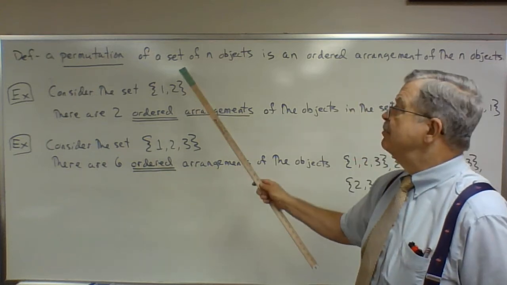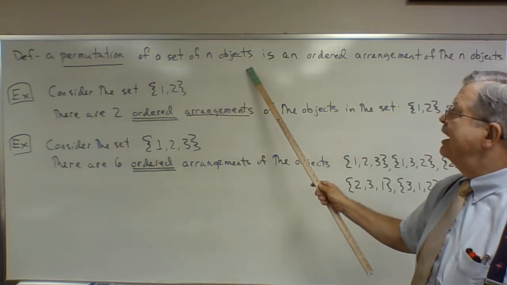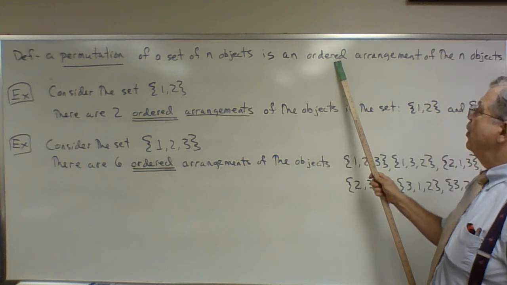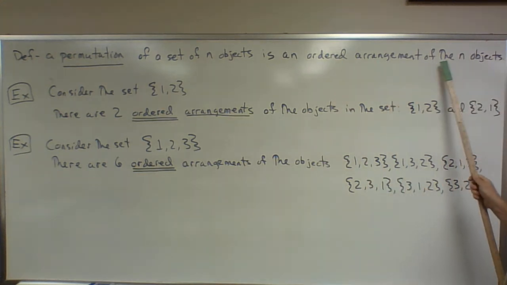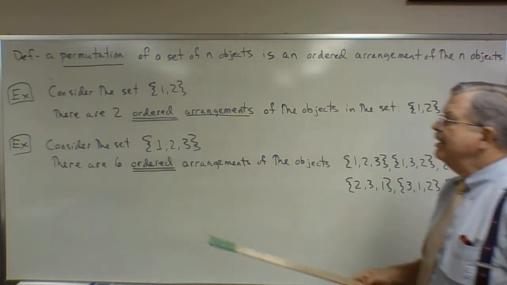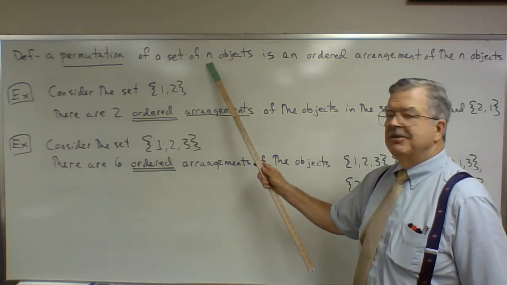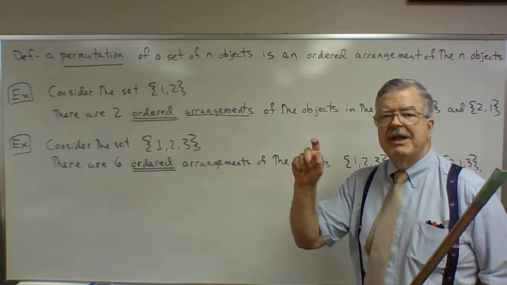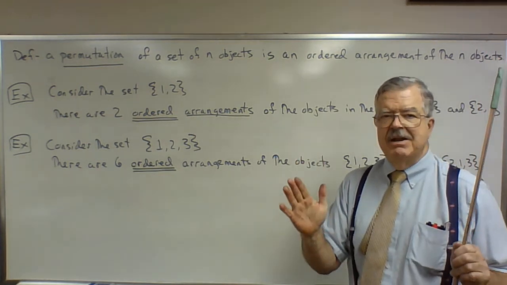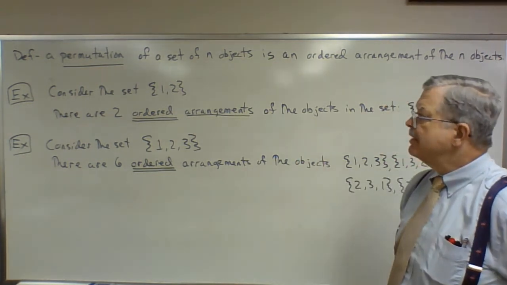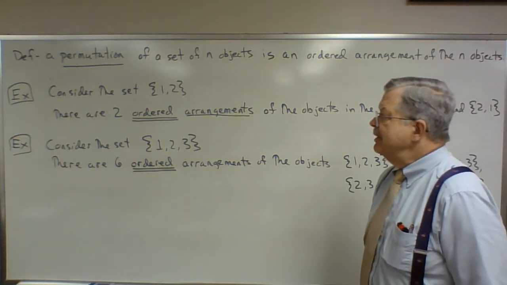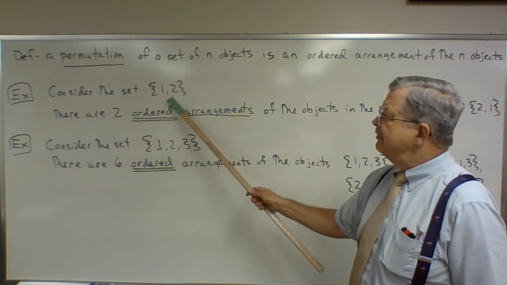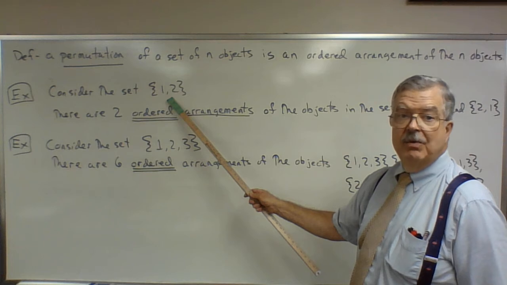Mathematically speaking, a permutation of a set of n objects is an ordered arrangement of the n objects. So a permutation of a set of n objects is an ordered arrangement of all n objects. Let's look at some examples. Consider the set that has two elements, 1 and 2.